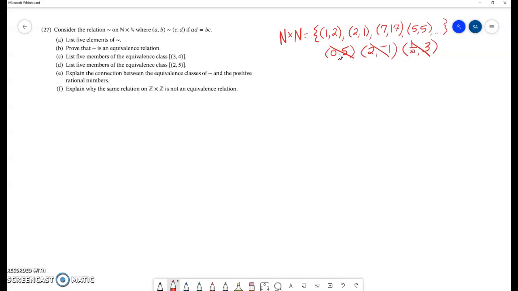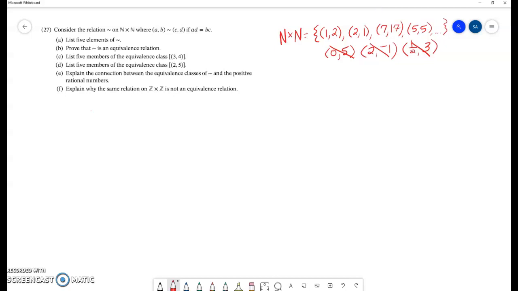Now the relation itself is on N cross N. That means some element in this set is potentially related to another element in that set. So we now have 4 numbers. Each of our elements has a pairing of numbers here. And they're related if the first times the last equals the second times the third.